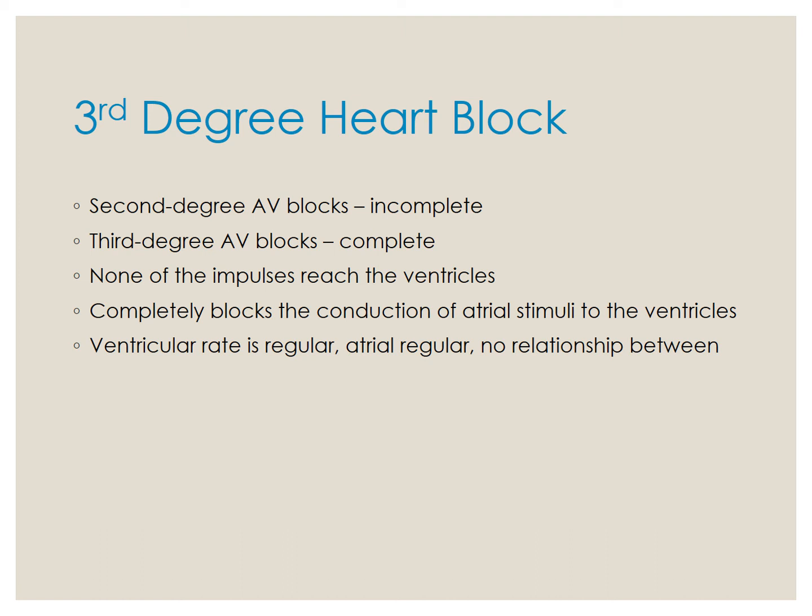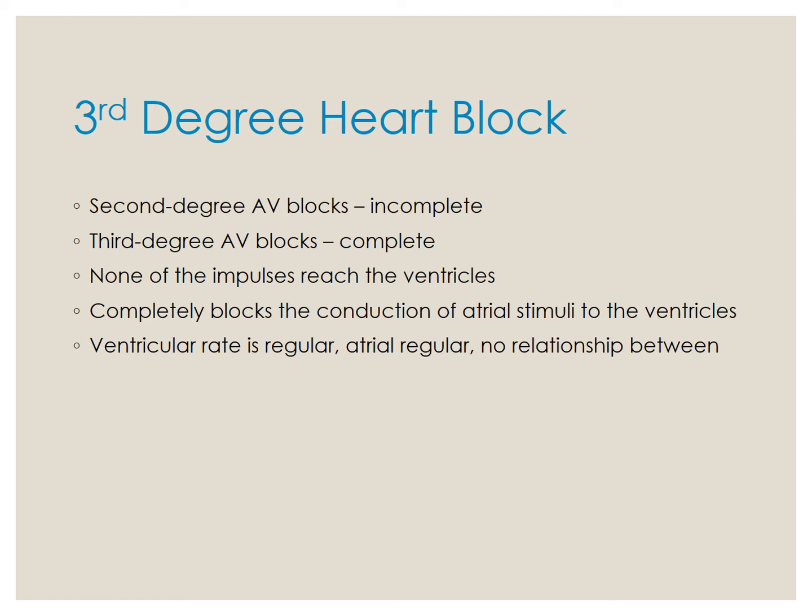Remember, your SA node is your primary pacemaker of the heart. Then it goes down to the AV junction, and it goes down into the right and left bundle branches, Purkinje fibers. So with your heart blocks, your escape pacemaker is usually in those Purkinje fibers. So these heart rates are slow. They're usually between 20 to 40 beats per minute when you're looking at your QRSs, your ventricular contractions that are going on.